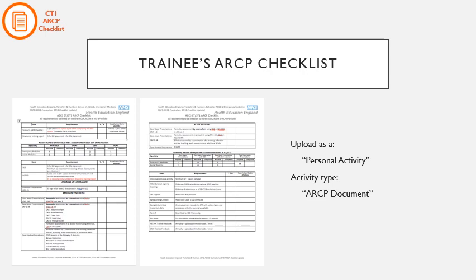The ARCP checklist is your guide for the year, but you also need to fill it out before your ARCP as a declaration that you've presented each piece of evidence on your LLP, and it's a good opportunity at this point to use it to flag up the locations of any of this evidence, especially the bits that are harder to find, so that your ARCP panel can find them easily. Once you've completed it, just create a personal activity and label it as an ARCP document. Then upload the document as supporting evidence within that activity that you've created.